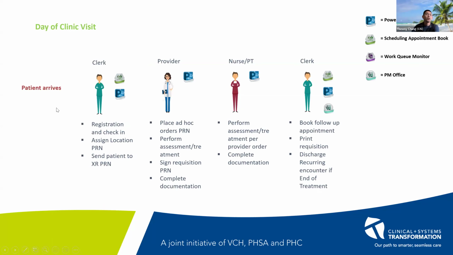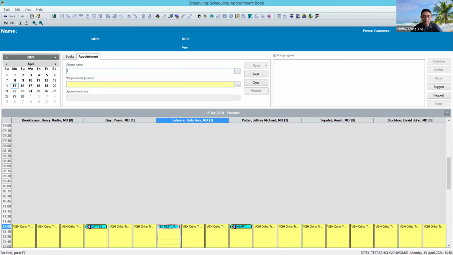Next is date of clinic visit. So when the patient arrives, click register and check in the patient, assign location as required, and send the patient to X-ray as required. And then we added this morning that the clerk will be checking if the splint needs to be removed for X-ray. I will show that. Okay.